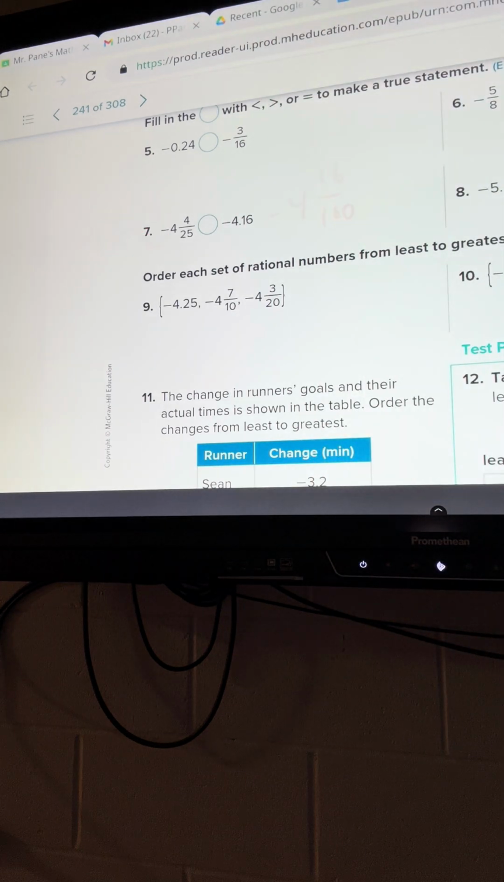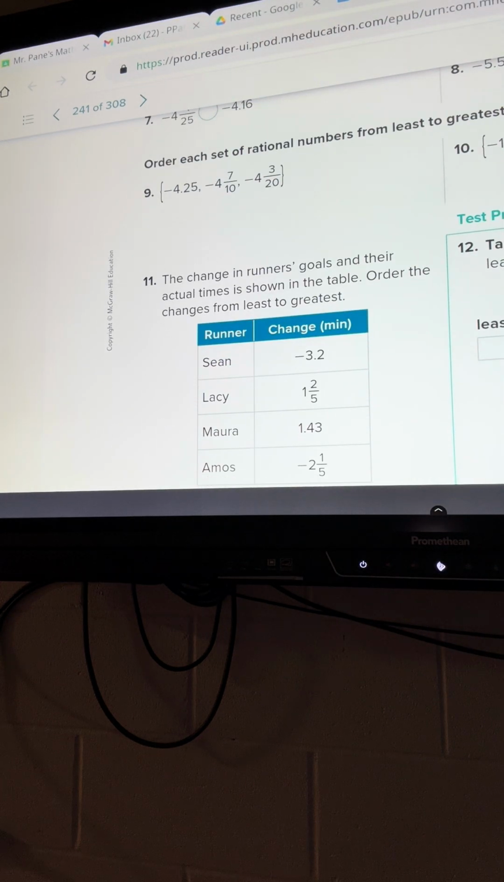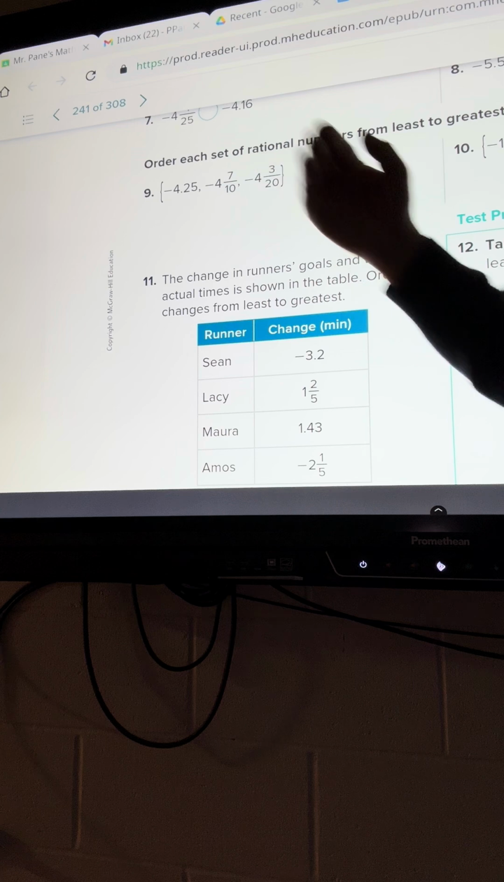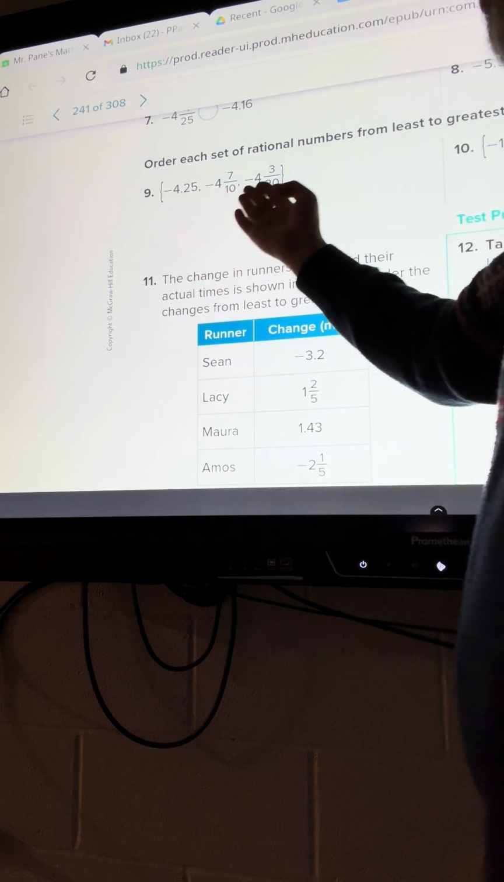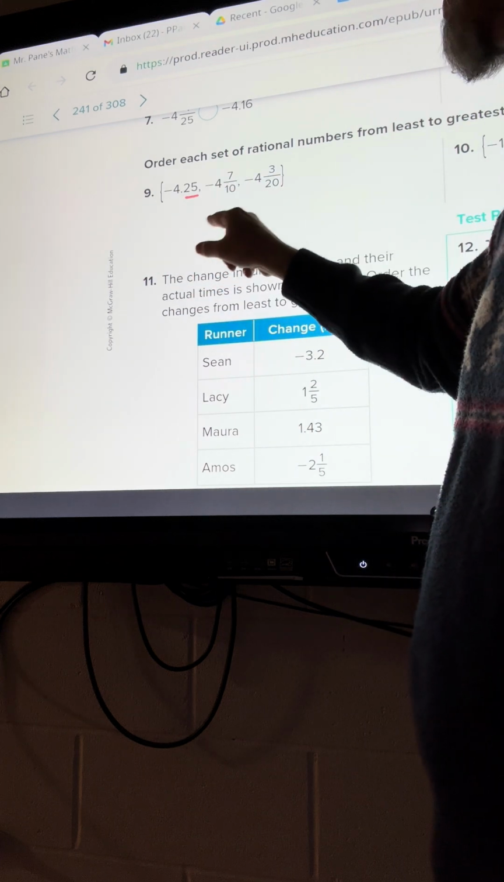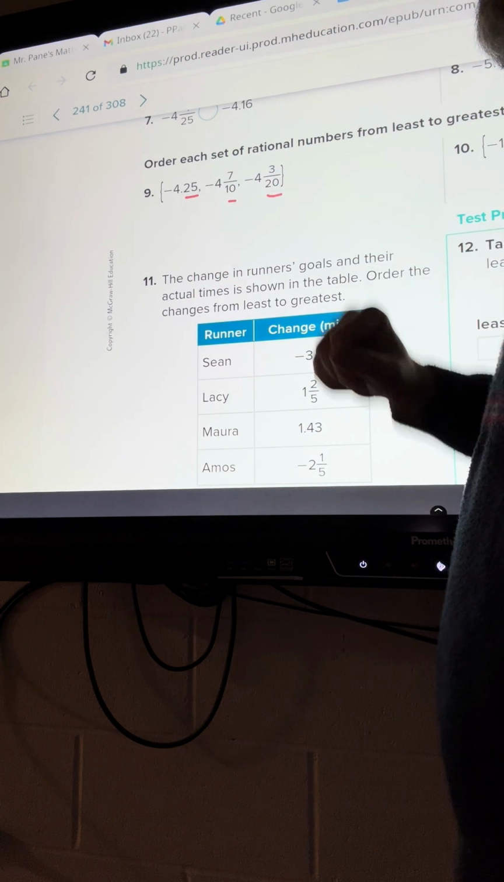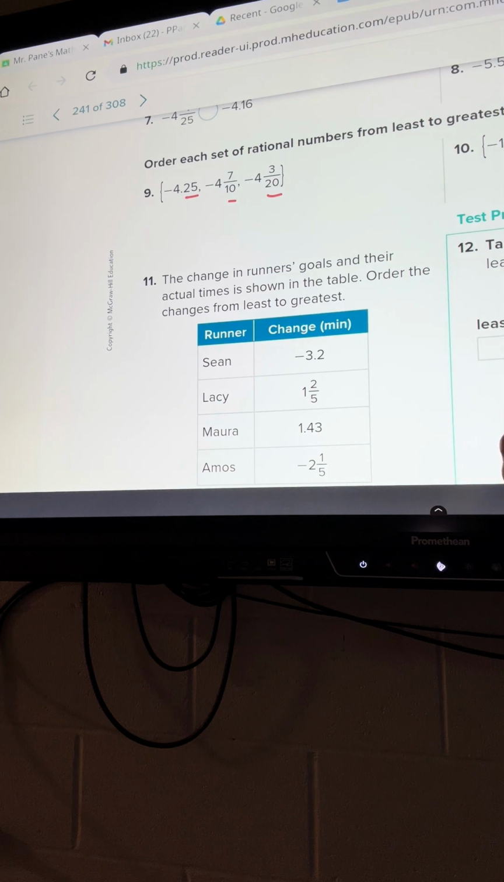All right. And then in the last section, you have to order each set of rational numbers from least to greatest. So again, they're all going to be similar. You want to try to get them as close to the same format as possible. These all have a negative 4 in them, so we have to focus in on the fractions: the 2/5ths, the 7/10ths, and the 3/20ths. All right, so some process of elimination here.